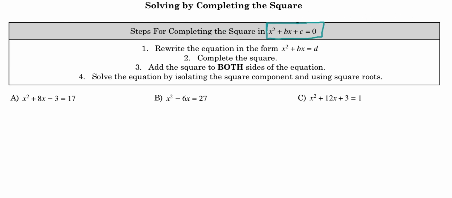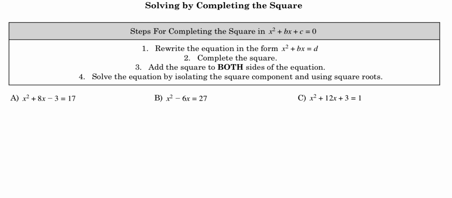Now to do it, you have 4 steps. Step number 1 is kind of a weird one. You have to get that c to the other side of the equation by either adding or subtracting. I want it to be in this format: x squared plus bx, so your quadratic term and your linear term, is equal to some number. Then you're going to complete the square. We'll review that again. After completing the square, you're going to add that square to both sides of the equation. And then you are going to factor and solve the equation by isolating the square component.